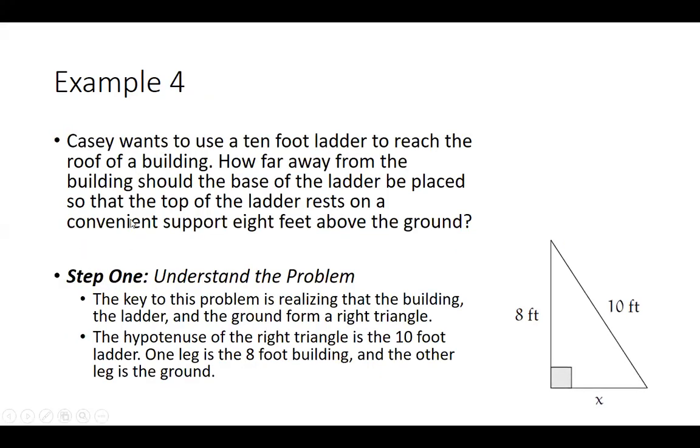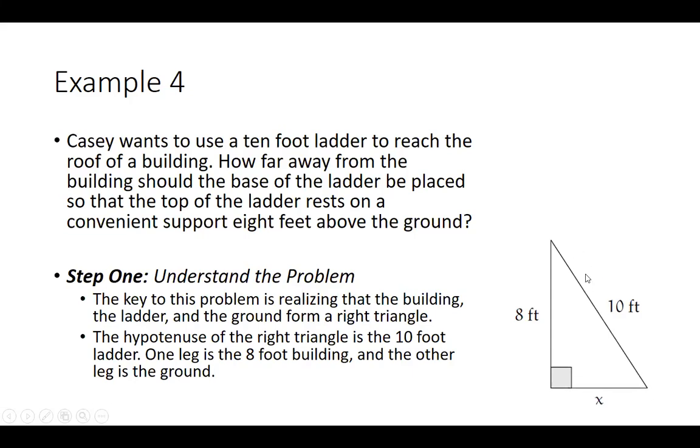Example 4. Casey wants to use a 10-foot ladder to reach the roof of a building. How far away from the building should the base of the ladder be placed so that the top of the ladder rests on a convenient support 8 feet above the ground? So again, the key to this problem is realizing that the building, the ladder, and the ground are going to form a right triangle.